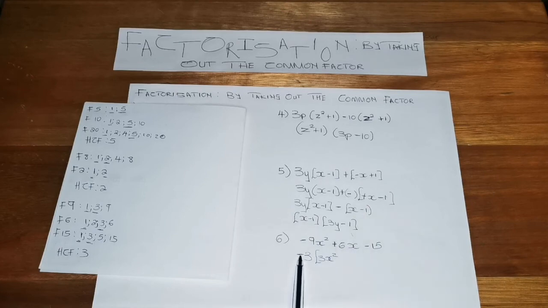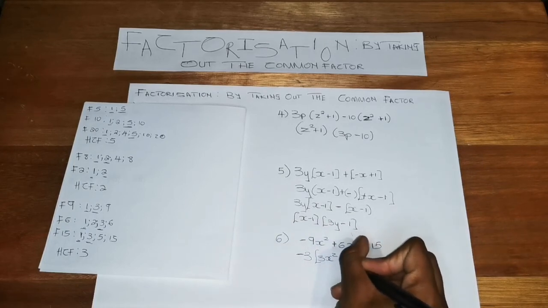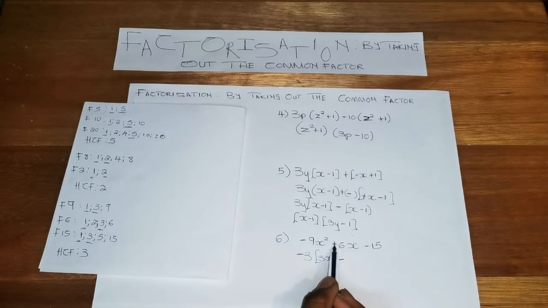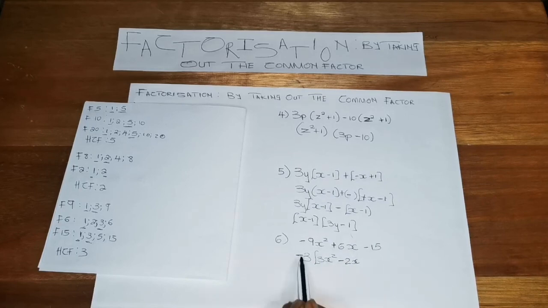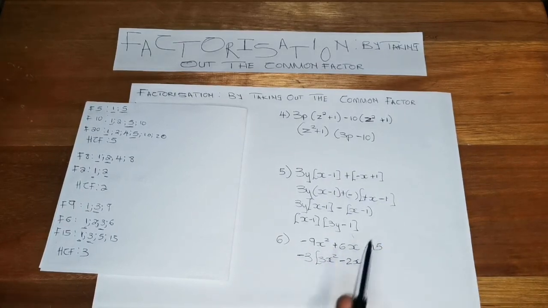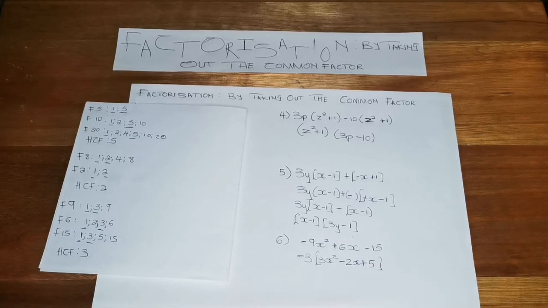Remember, when you took out a minus sign, the signs inside the bracket have to be opposite. So you're not going to take a positive, you're going to take a minus. Even if you do it with a method of division, positive divided by negative is negative. 6 divided by 3 is 2, keep our x. Negative divided by negative is positive. Even if you said, I took out a minus, now my sign has to be opposite, it will give us positive. 15 divided by 3 is 5.